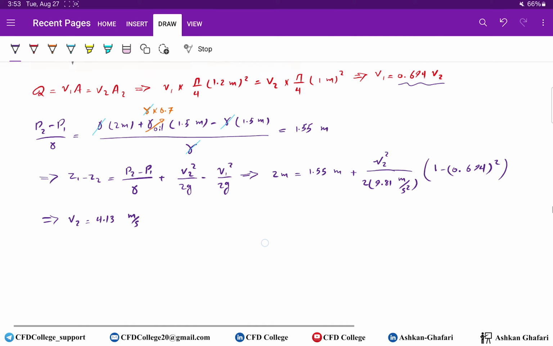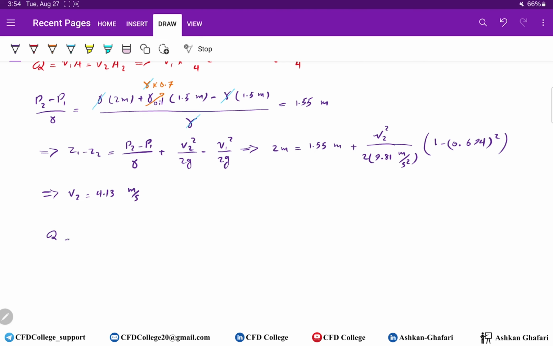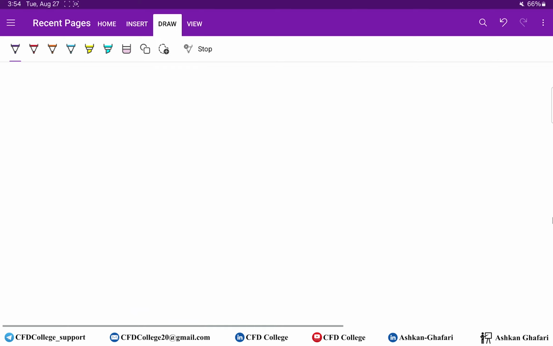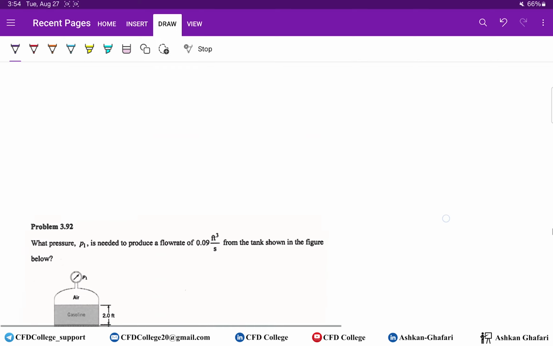And now you can calculate the flow rate. So Q equals A2V2, both, pi over 4 times 1 meter square, and the velocity, meters per second. So the flow rate equals 3.24 cubic meters per second. I think it's okay. Now we can jump to the next problem.